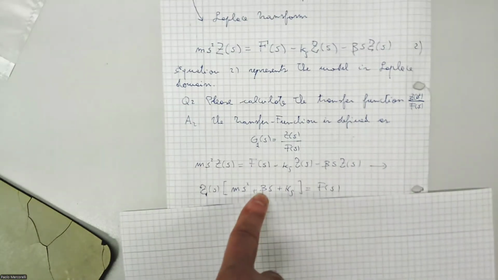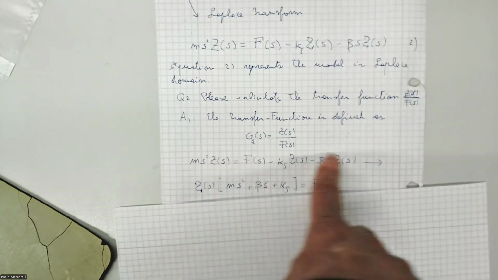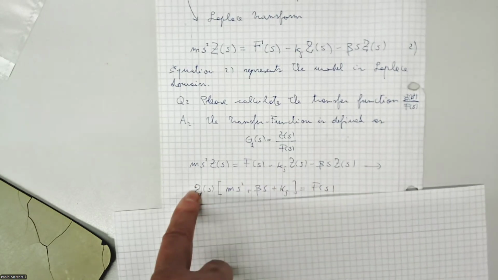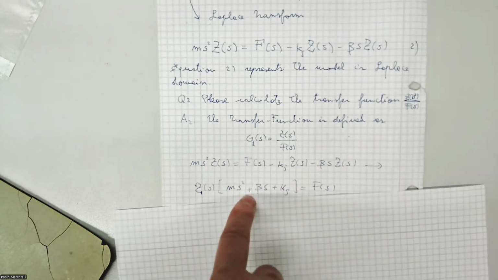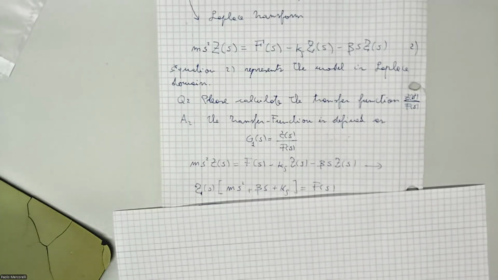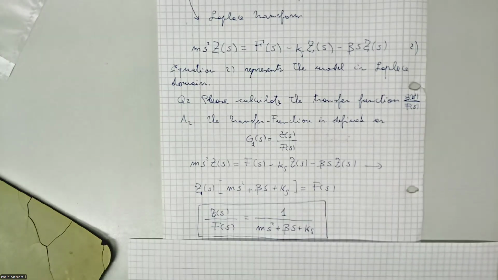From here to here is clear what I did. This on the other part is plus, this on the other part is plus, and then I put in evidence Z of S. Just algebraic calculation from high school. Then ready, because the idea is to find Z of S divided by F of S. Isn't that so?